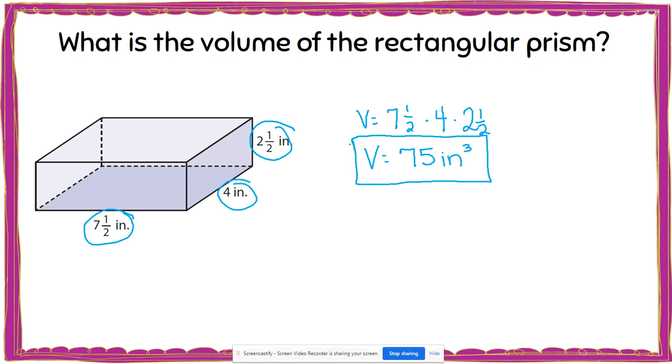I also can say that if I had cubes that were filling this rectangular prism and each cube had a side length of 1 inch, then it would take 75 cubes to fill this prism.